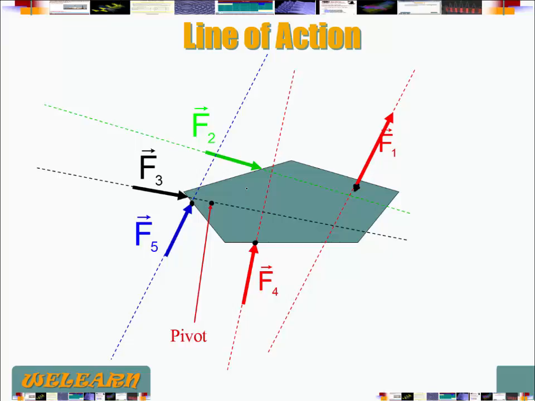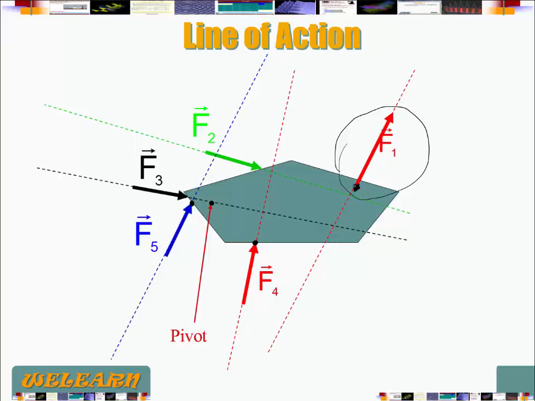Okay, what is the line of action? Consider these forces. We have F1, F2, F3, F4, and F5. The line of action is the line along which the force acts. Look at F1, for example. F1 is shown through this arrow here. So what we do to get the line of action is draw a line on the force parallel to the force. That's the dashed red line here. That's the line of action of F1.